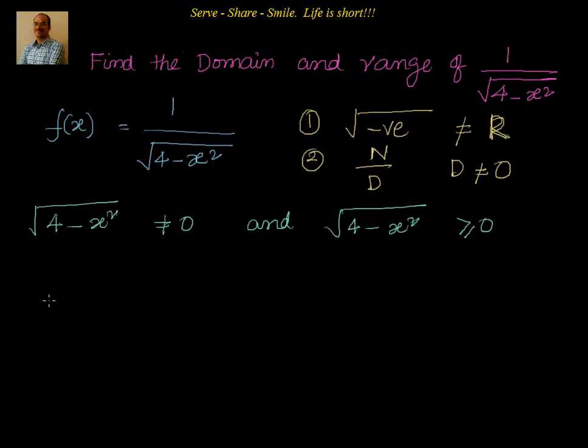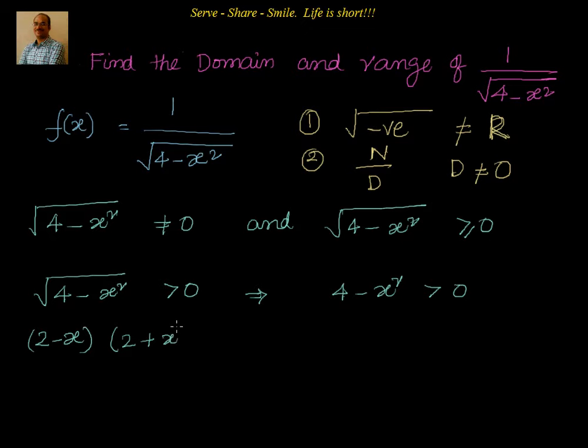Now with these two conditions, I know that the square root of 4 minus x square should be greater than 0. Both should be satisfied. One, it cannot be equal to 0, and also it can be greater than or equal to 0. So both conditions being satisfied, the square root of 4 minus x square should be greater than 0. Now, squaring on both sides, 4 minus x square should be greater than 0, or using the a square minus b square formula, 2 minus x into 2 plus x should be greater than 0.